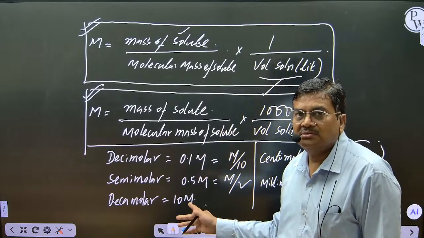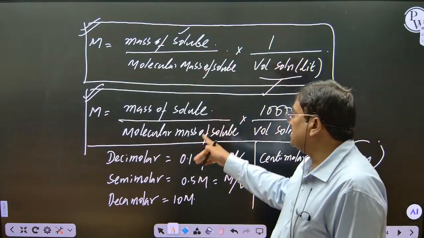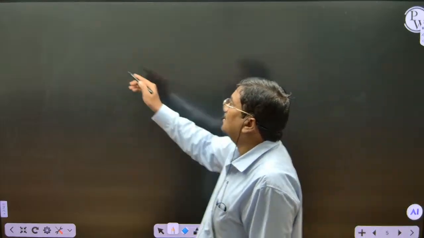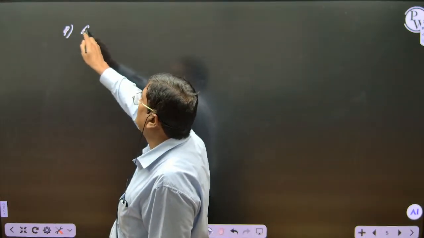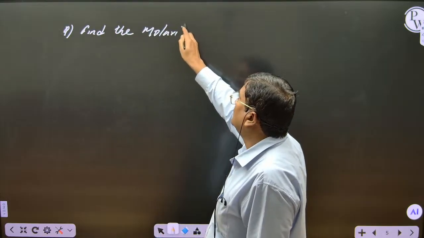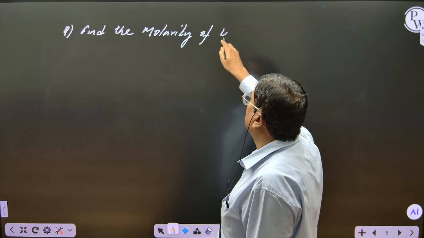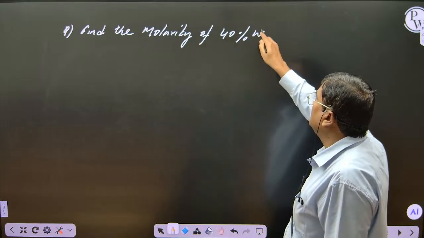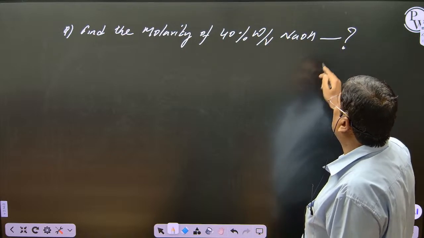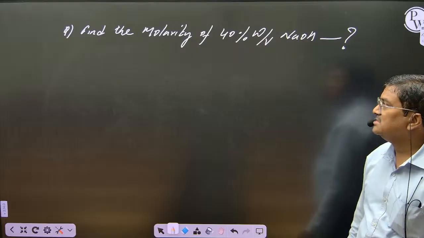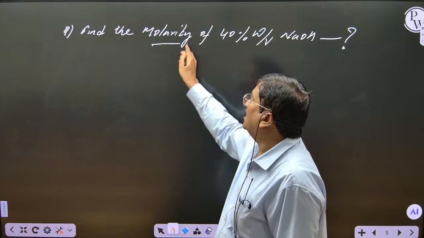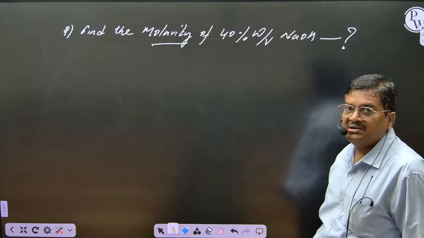Copied all of you. So these two relations are important. Now write one question on molarity. Find the molarity of 40% W by V NaOH solution. Copy this question. Question understood, what I am asking? What will be the molarity of 40% W by V?